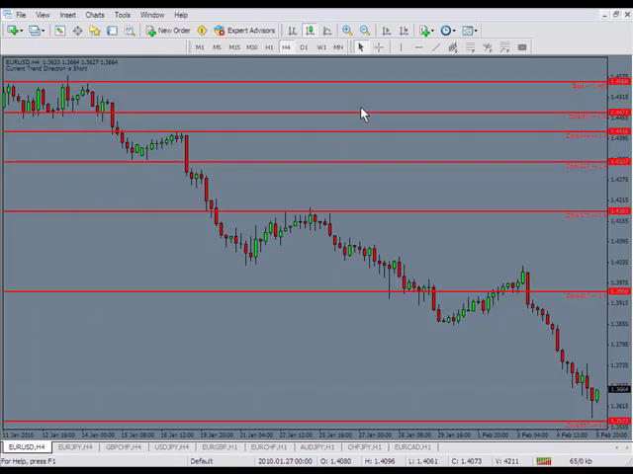So the first movement that we have here in the pair that we can see is the start point here down to this level around the 89 fib zone.